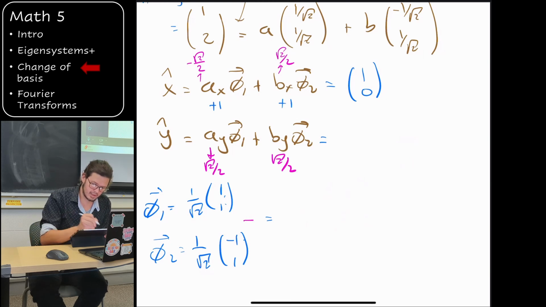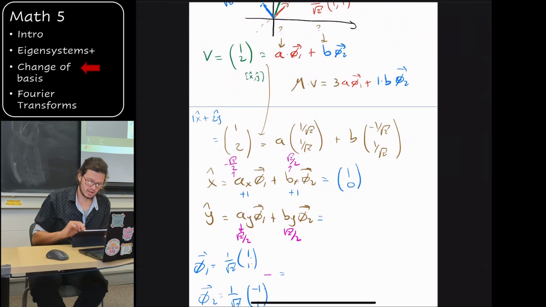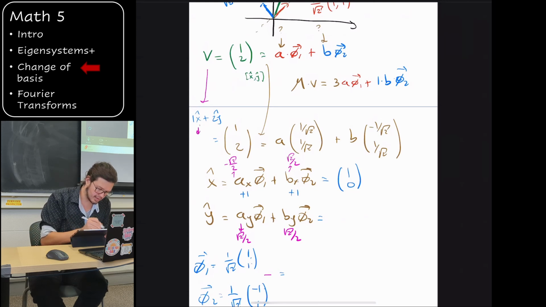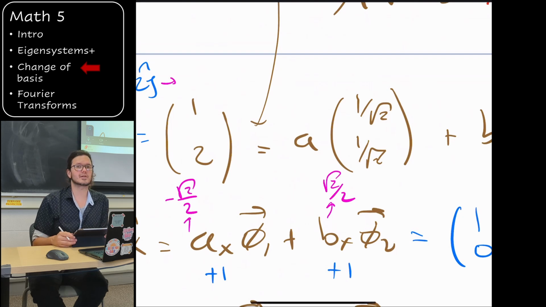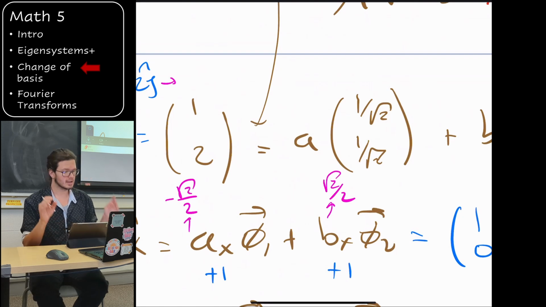So then, if this is what I have, I leave it for you as an exercise. I recommend that you try it. Try to plug this back in this expression for v, and see what happens whenever you say x hat, you replace this x hat by square root of 2 over 2 with a minus phi 1 plus square root of 2 over 2 phi 2. And the equivalent for y hat. And that will give you that transformation for expressing the vector b as a linear superposition of the phi's.